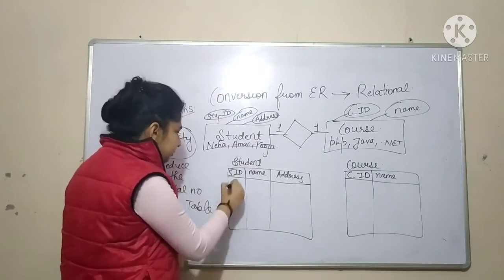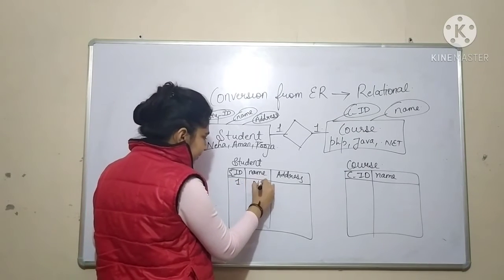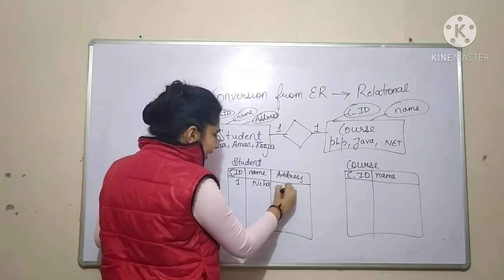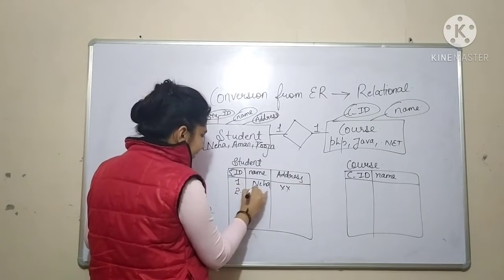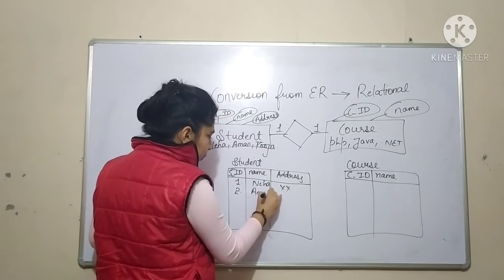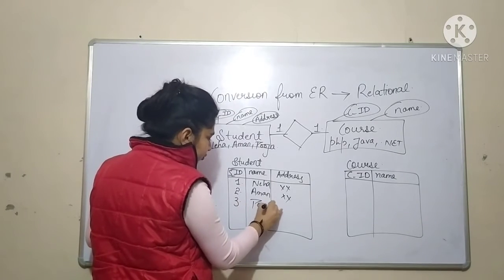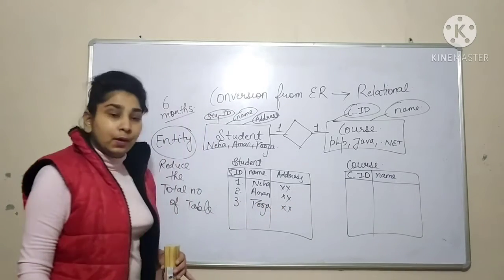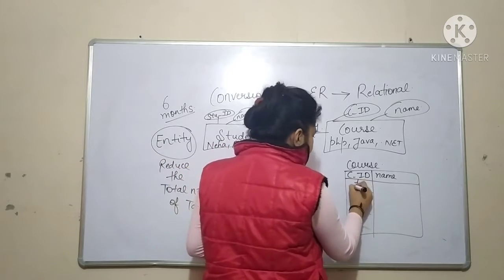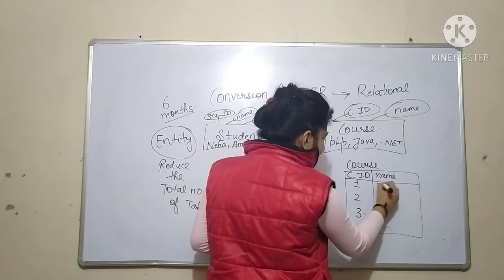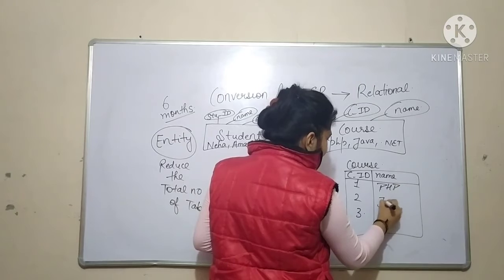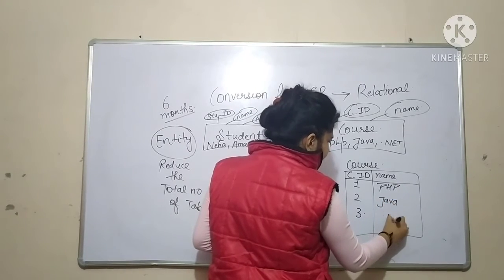Okay, so let's suppose student ID is one, name is Neha, we have some address. Okay, we have name Aman, we have some address. We have third student as Pooja, some address. Okay, so we have three courses: PHP, Java and .NET.